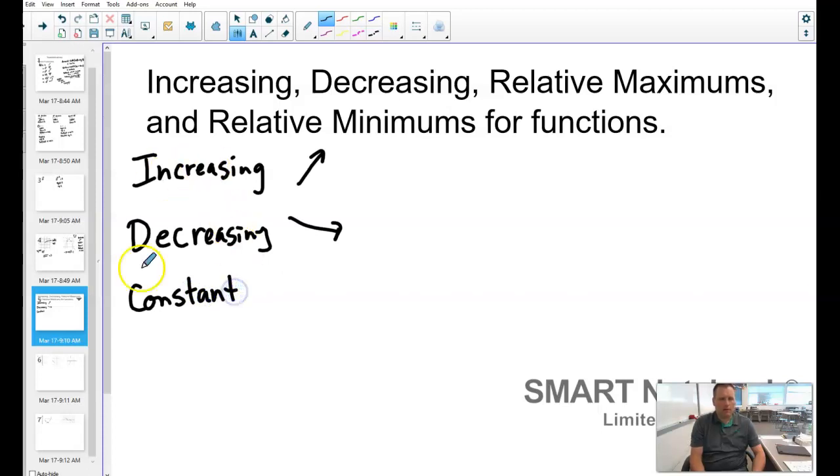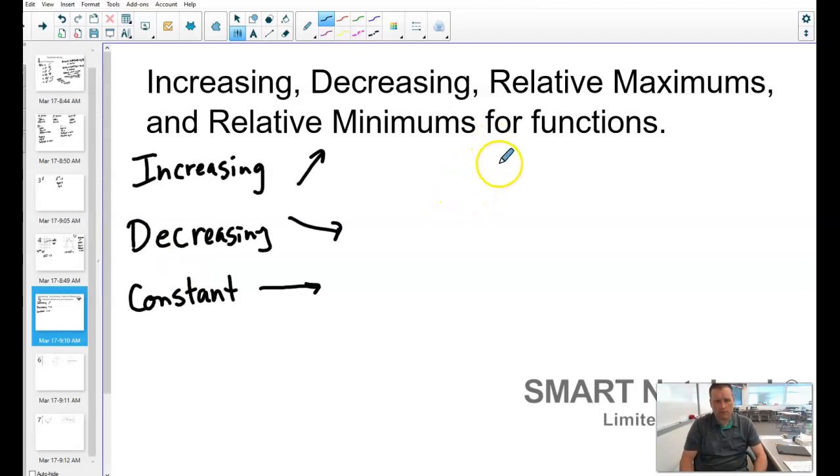Everything with these four ideas is all based on going from left to right. So as we look at the graph from left to right, you can almost think of it as a roller coaster ride. If you're going up, and then you go down, it's all going from left to right. Okay.